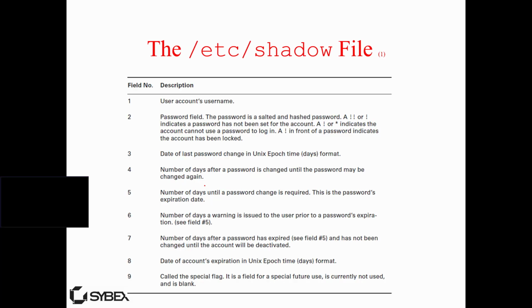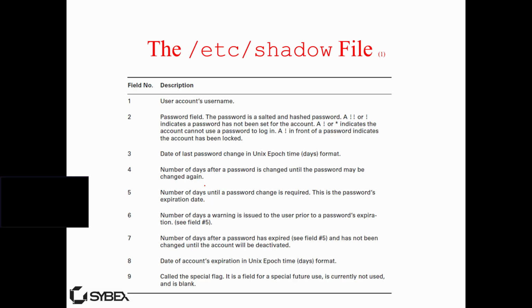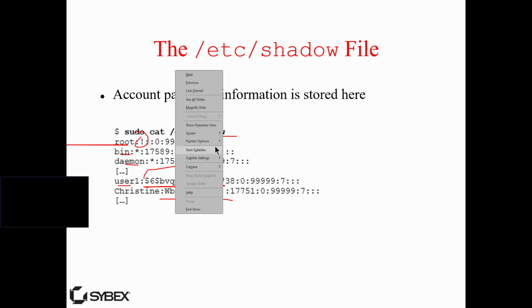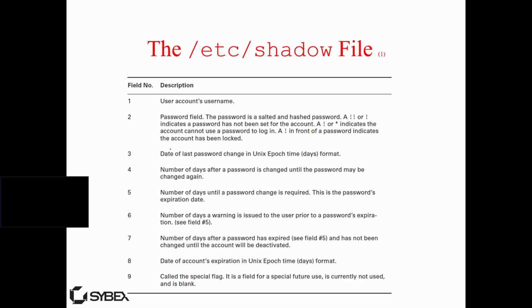Okay, let's explain the fields. It's very similar. Fields are separated by colons. And the first one is the username. There's no doubt. So we have root, bin, daemon, user one, Christian. And the second one is the password hash. Password.